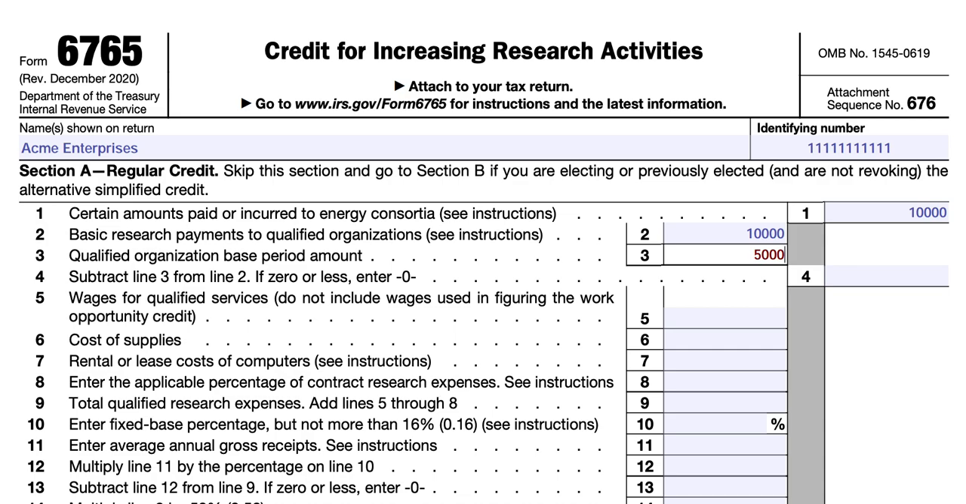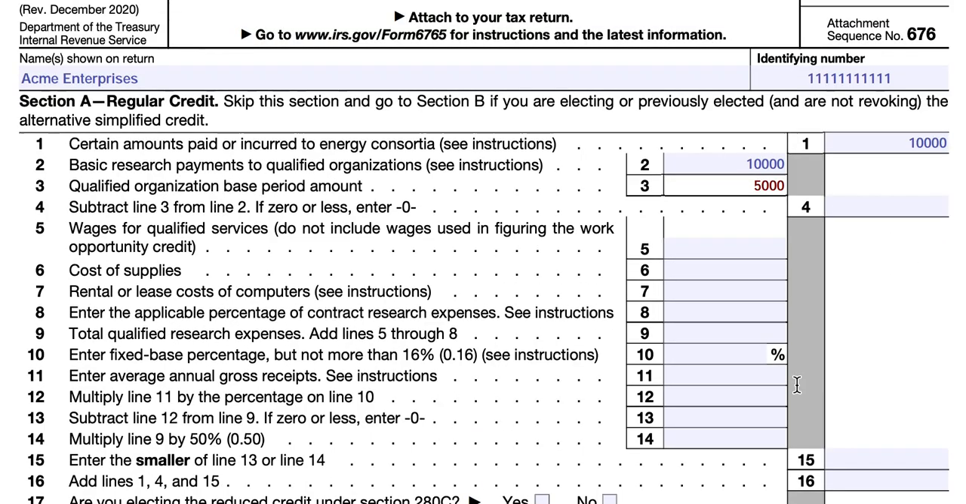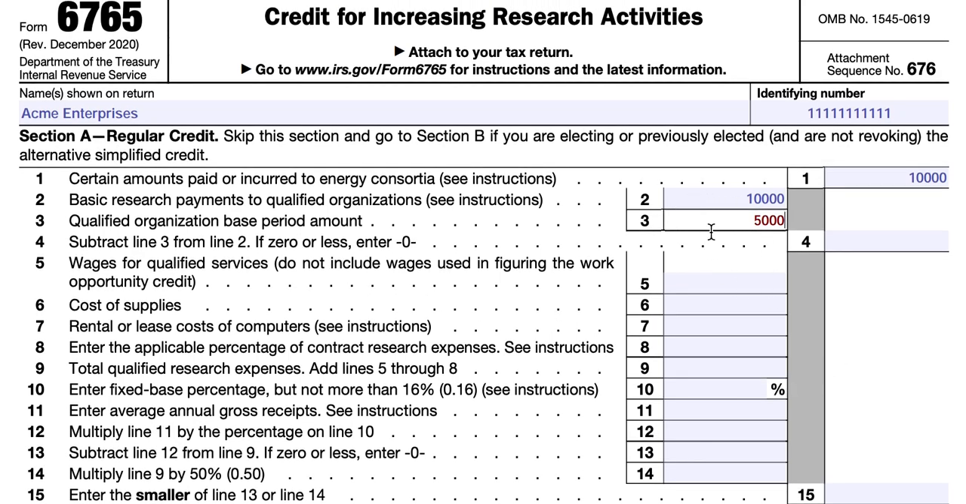So in line 1, this is money that you've paid to an energy consortia, and there's a definition in the IRS instructions on what research consortiums are, specifically for energy research. And you can claim that in line 1, but any item that you include in line 1 cannot be anywhere else in the tax return. And vice versa. Anything you put in the tax return somewhere else cannot be included in line 1. So we're saying that we paid $10,000 to an energy consortia.